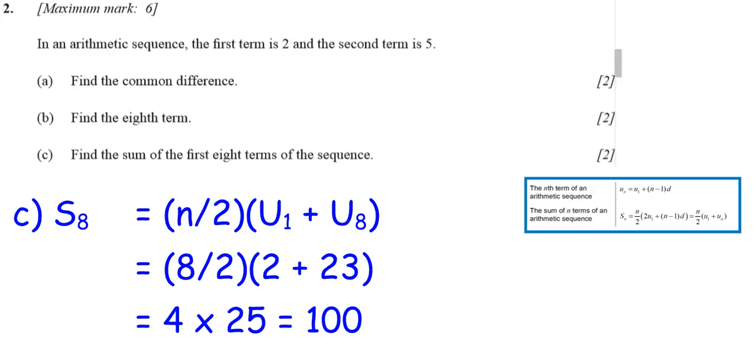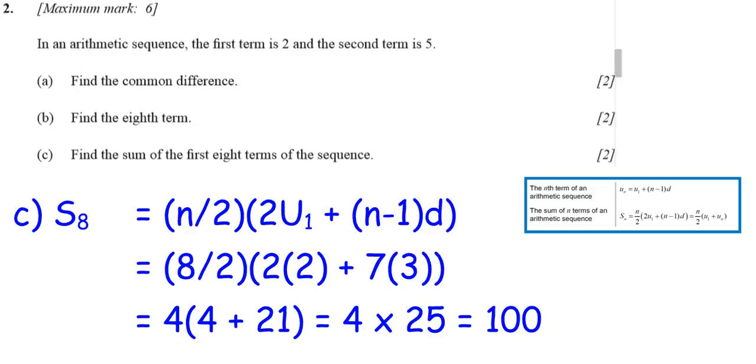The only difficulty with this question is, obviously, if you used 23 from your previous question, it might be better to use a formula that doesn't rely on part B, in which case we'd use the other formula. So n divided by 2 and multiplied by 2 of U1 plus (n minus 1)d. So n is 8, so we have 8 divided by 2, that gives us 4. 2 times U1 is 2 times 2, that gives us 4, and n minus 1 will be 7, and the d is 3. So we'll end up with 4 lots of 4 plus 21, which is 4 times 25, which is 100. Obviously that gives the same answer, and you could use either method.